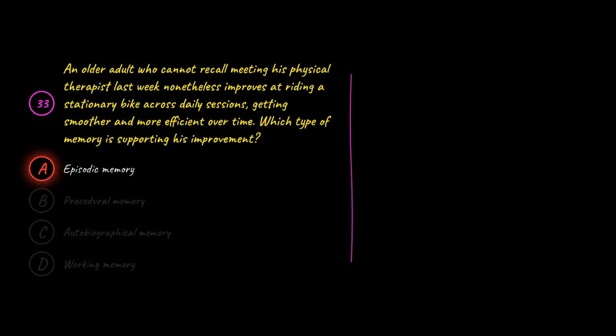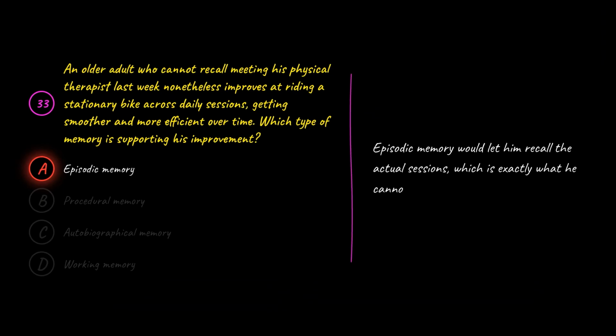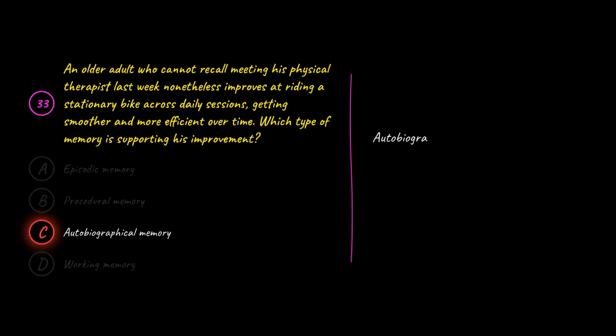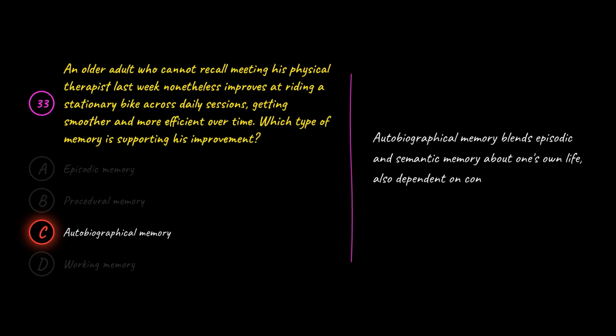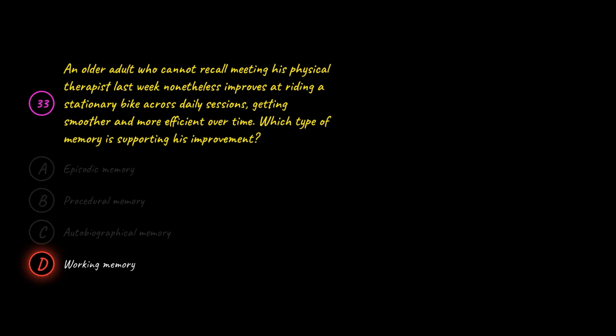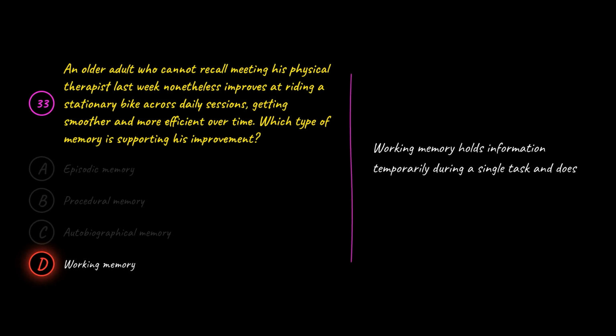A is wrong because episodic memory would let him recall the actual sessions, which is exactly what he cannot do. C is wrong because autobiographical memory blends episodic and semantic memory about one's own life, also dependent on conscious recall and not the system improving his motor skill. D is wrong because working memory holds information temporarily during a single task and does not accumulate skill across days.